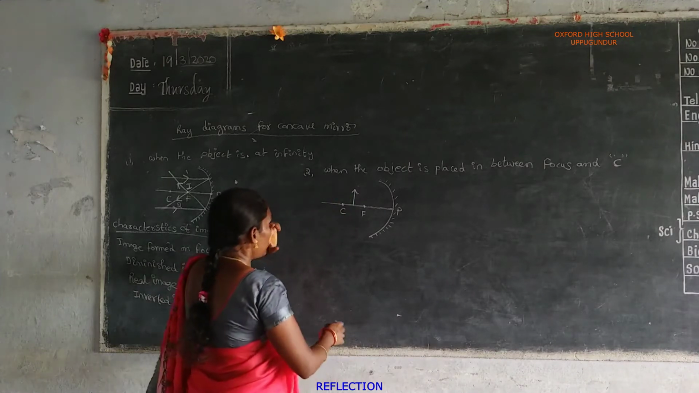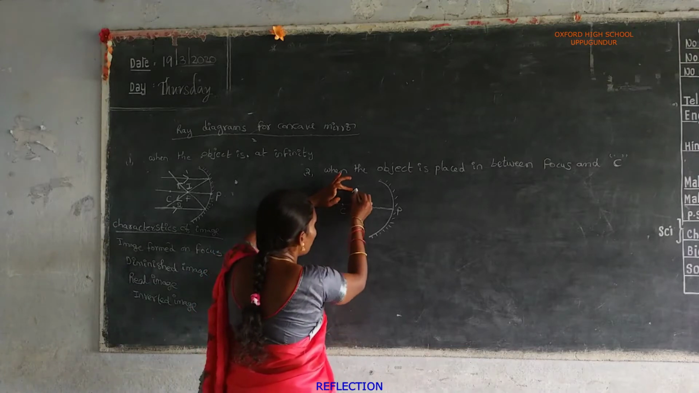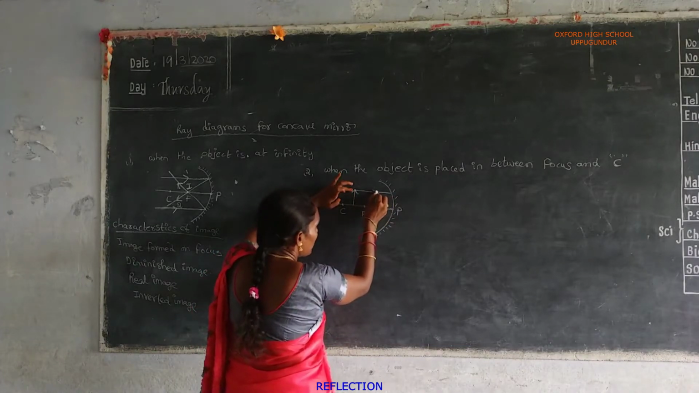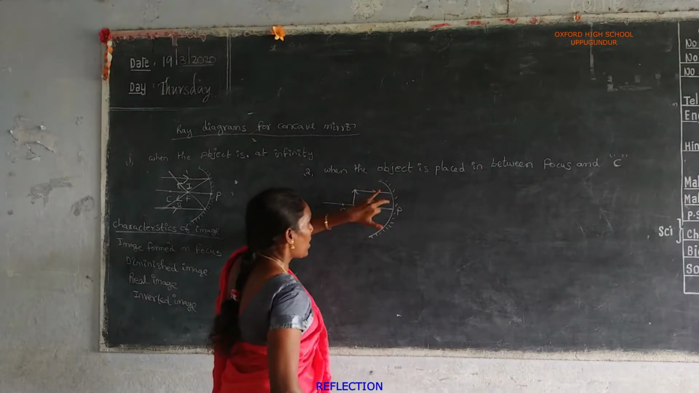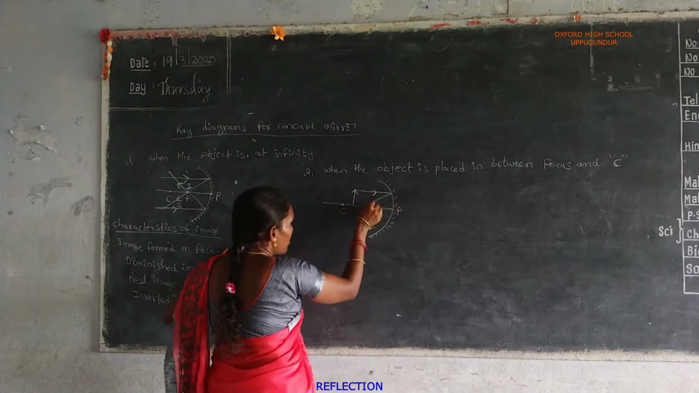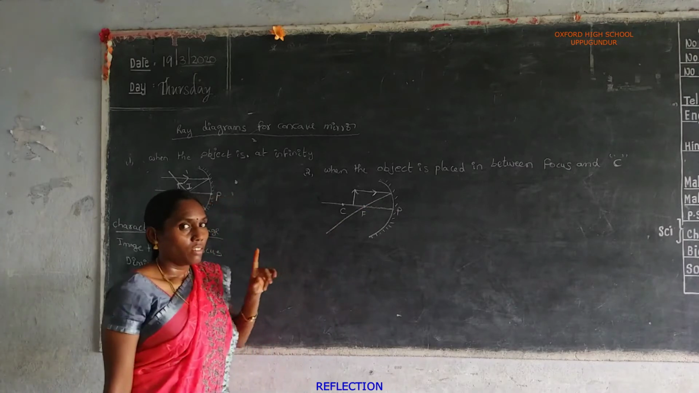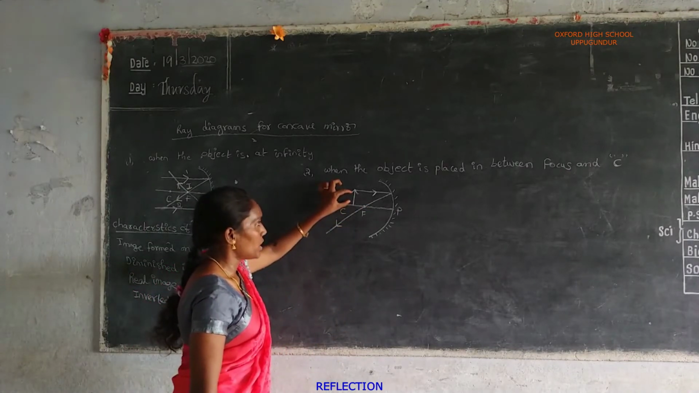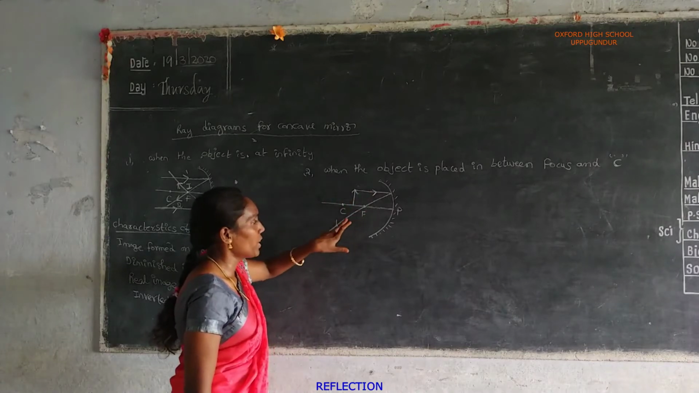The first light ray is coming from the top of the object, parallel to the principal axis, and is incident on the concave mirror. After reflection, it will pass through the focus. This is the first ray. This is the reflected ray. Object, incident ray and reflected ray.